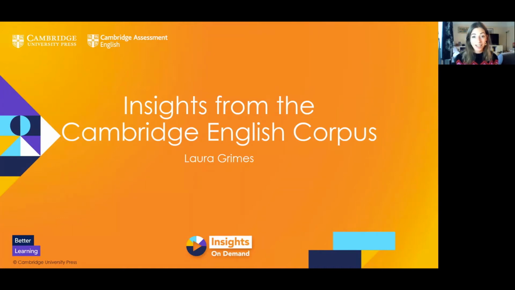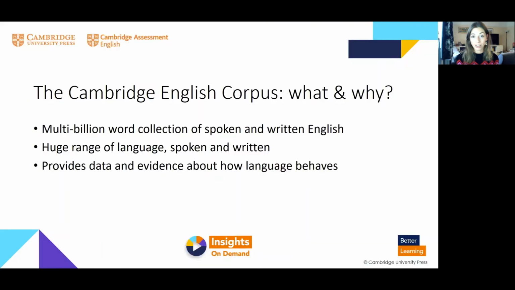So first of all, what is the Cambridge English Corpus and why do we use it? The Cambridge English Corpus is a multi-billion word collection of spoken and written English held in digital form. It contains a huge range of language, everything from academic writing and lectures, business emails, newspaper articles, to text messages, phone conversations, and family chats around the dinner table. We analyse this huge collection of language to find out how English behaves and monitor how it's changing.